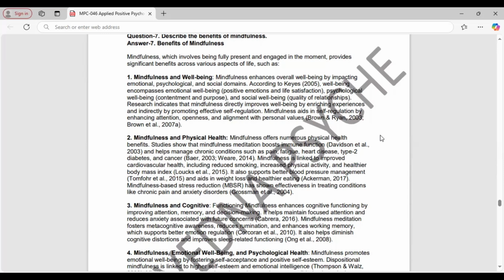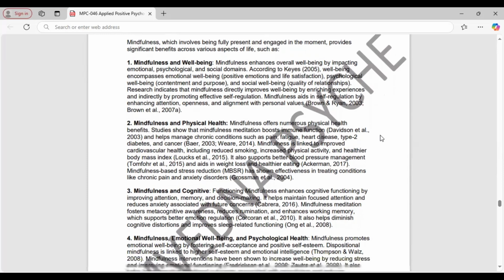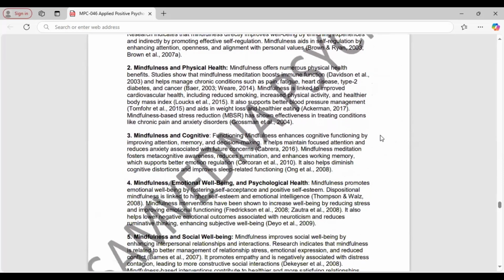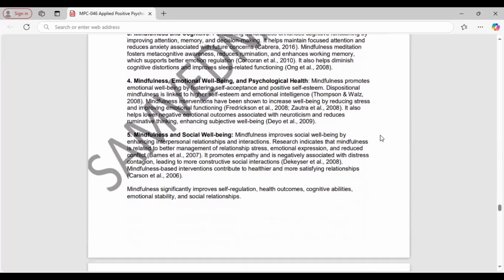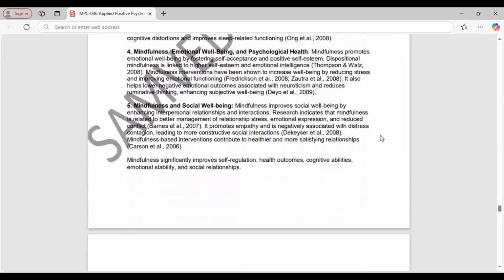Mindfulness and cognitive functioning. Mindfulness enhances attention, memory, and decision making. It reduces anxiety, fosters metacognitive awareness, and improves sleep related functioning, which supports better emotional regulation. Mindfulness, emotional well-being, and psychological health. Mindfulness fosters self-acceptance and positive self-esteem, increasing emotional intelligence and reducing stress. Mindfulness interventions enhance subjective well-being and lower negative emotional outcomes.